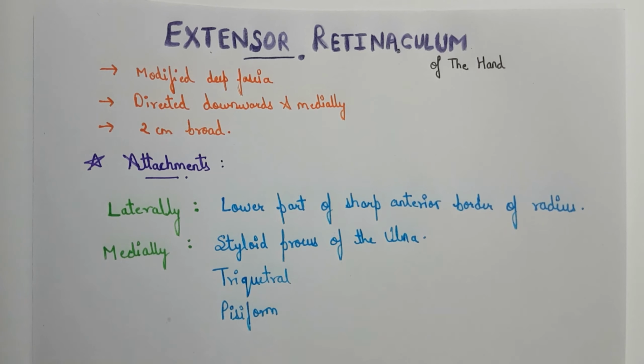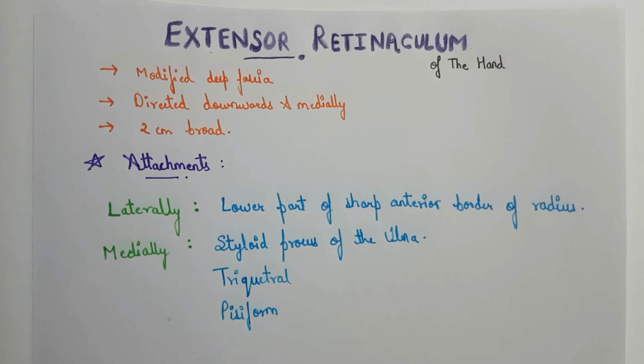Now let us talk about the attachments. The extensor retinaculum is attached laterally and medially. Laterally, it is attached to the lower part of the sharp anterior border of the radius, and medially it is attached to 3 structures, that is the styloid process of the ulna, the triquetral, and the pisiform carpal bone.